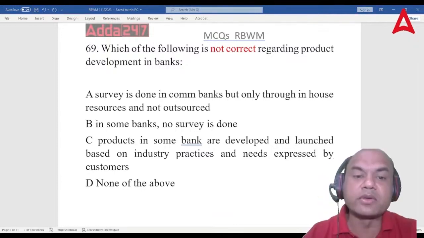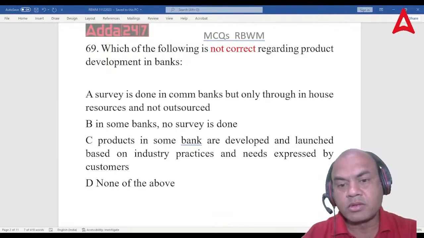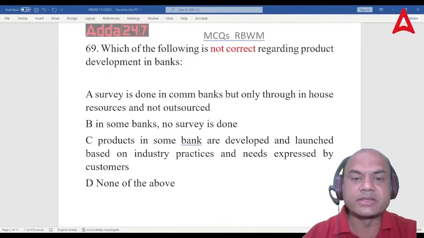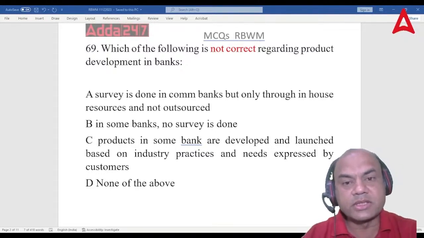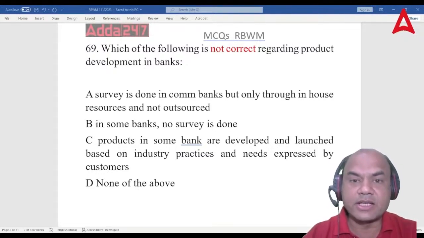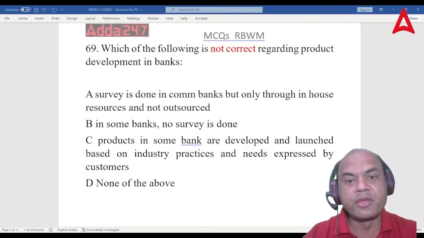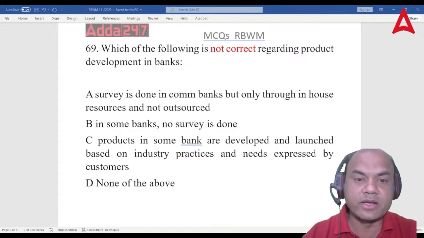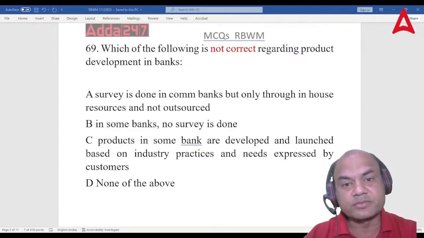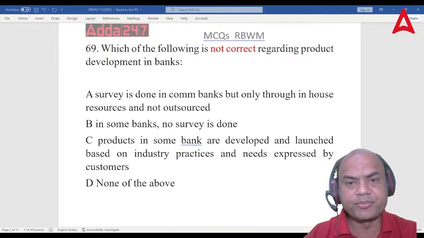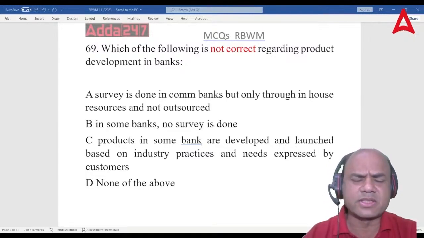See here, in-house resources. Firstly, what are commercial banks? Commercial banks are nationalized plus private. Both the banks are commercial banks. So do they do the survey in-house? Think over it. Number two, no survey is done in some banks. So it happens in many of the banks. It happens in many of the cooperative banks. No survey is done. Nothing.